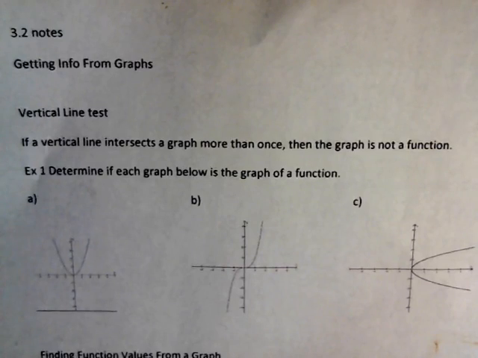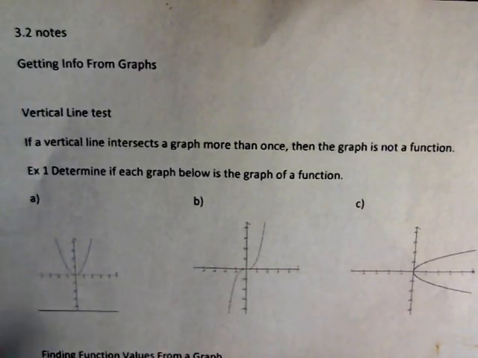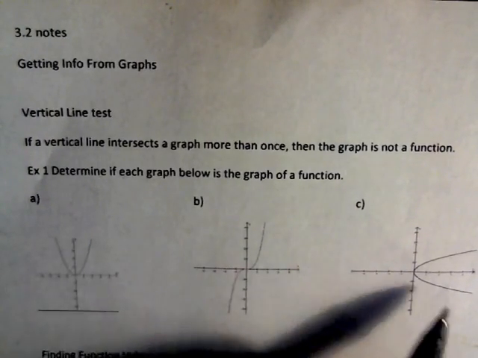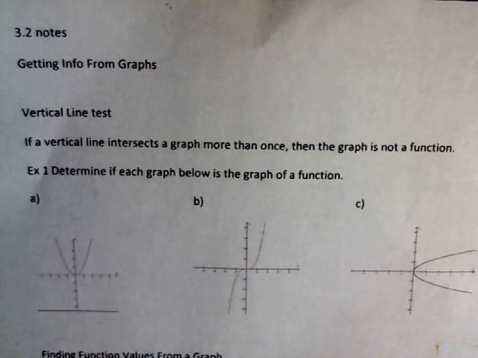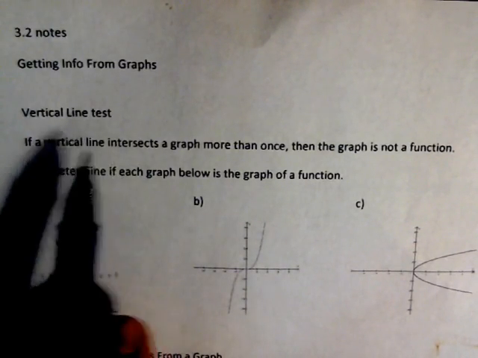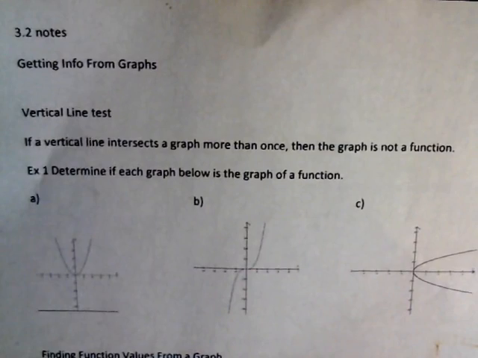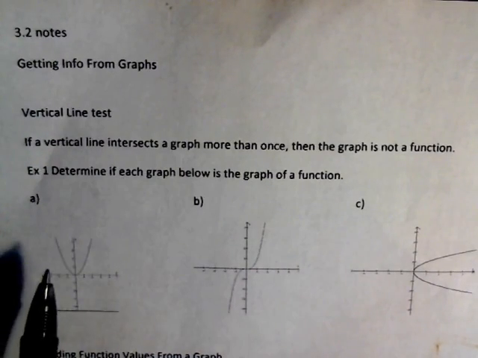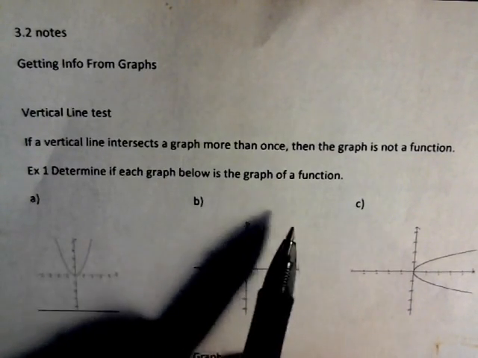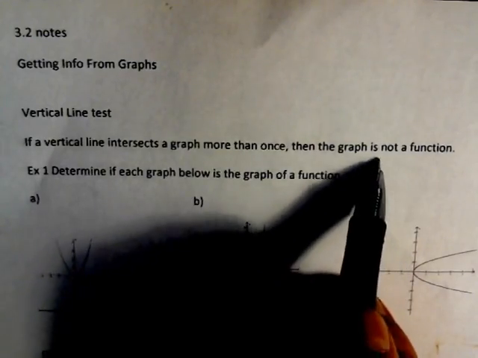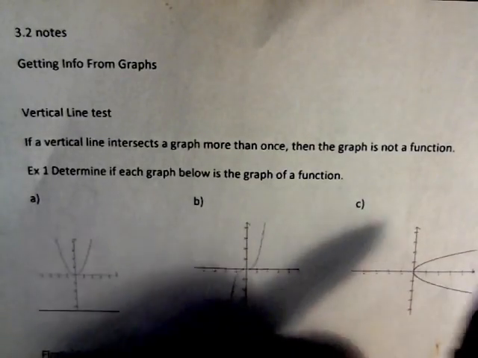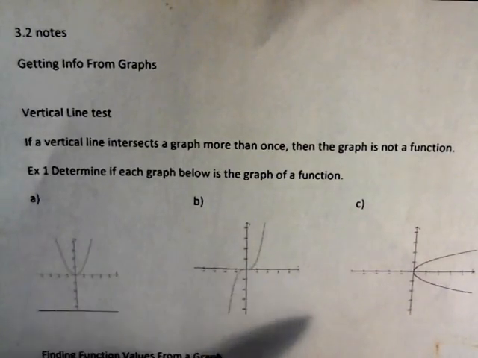So the first bit of information we can get from a graph is whether the graph is that of a function or not. And the way we do that is from the vertical line test. If a vertical line intersects a graph more than once, then the graph is not a function. And that just implies that you've repeated x values.